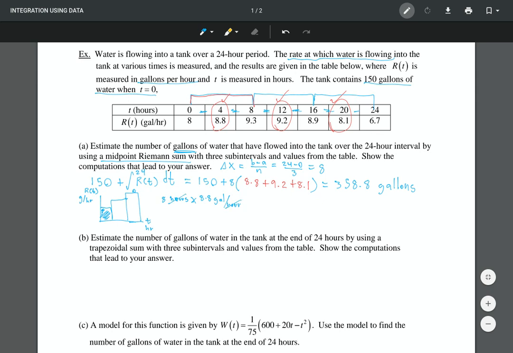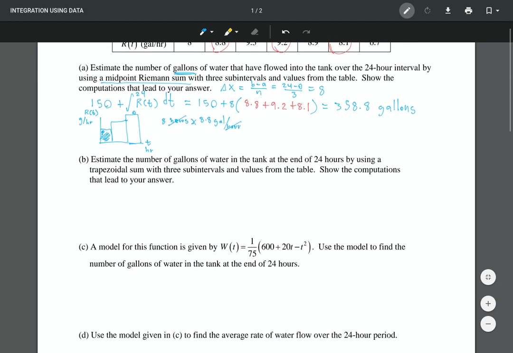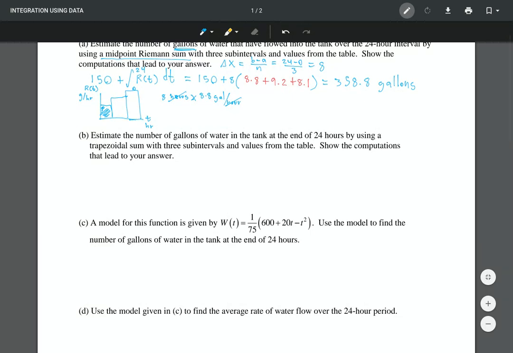That's important, right? So when I integrate something, like let's say that I'm integrating velocity, the units are miles per hour. But if I integrate that, then I'm going to get back to miles because I will be multiplying time times a rate. And that's going to give me just, in this case, gallons. All right, so hopefully that makes sense. So make sure you write the units.